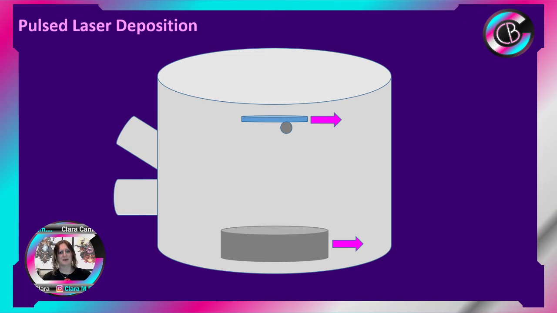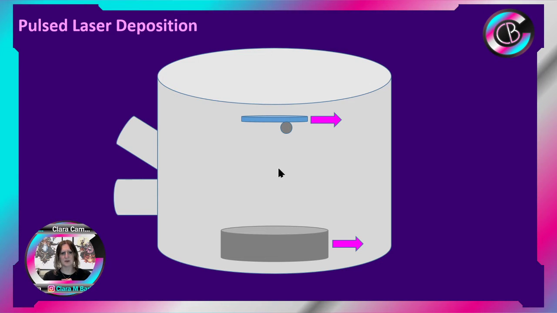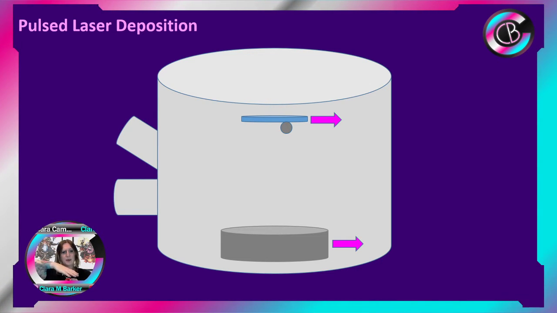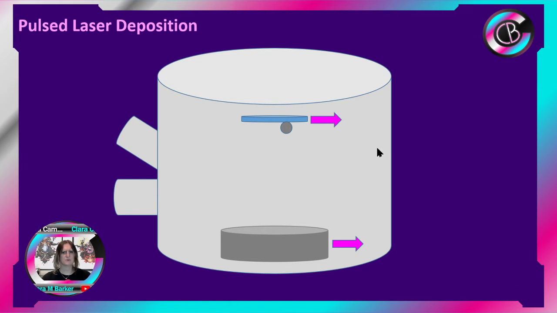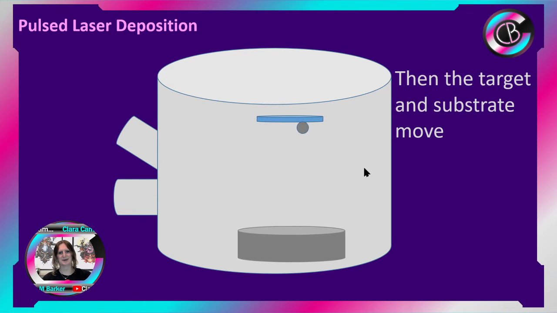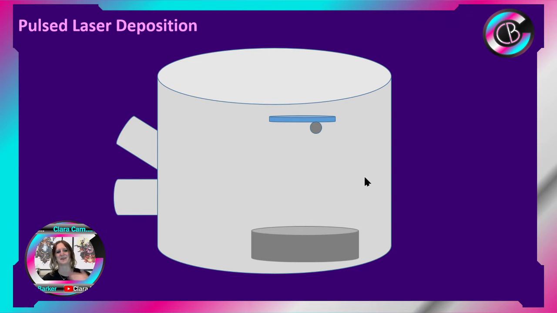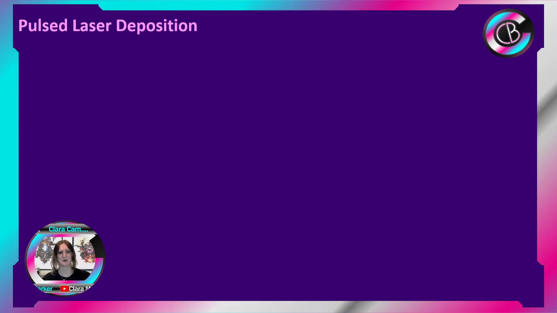Now, we can move it in various ways, but what we do with our system is we move the substrate and we move the target. However, with other systems, you can actually move the positioning of the laser, which is quite a tricky thing to do. So I just want to talk about the laser. So the substrate and the target move. Like I say, there are different ways of doing this, but this is how we do it.